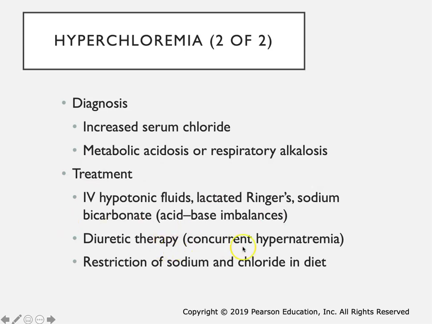Also, you can use diuretics, especially if you also have hypernatremia. What do diuretics do? They basically cause you to urinate more, right? So they promote the excretion of urine. And obviously, restricting sodium and chloride in the diet can also help bring these levels down.